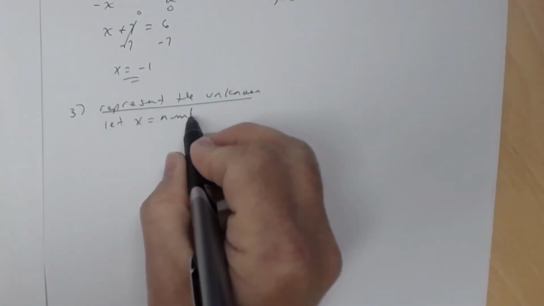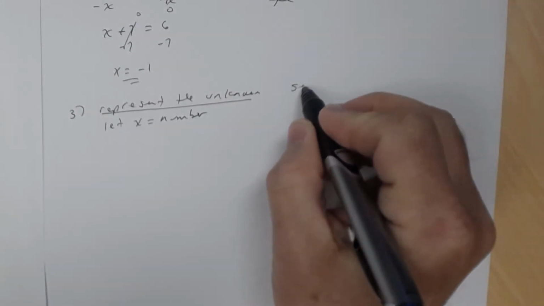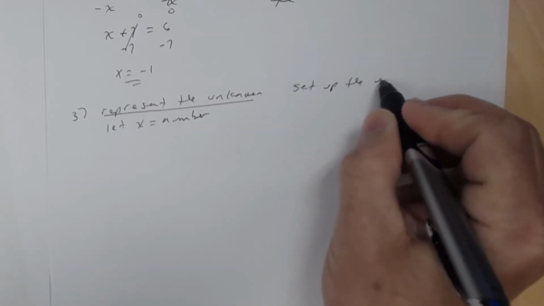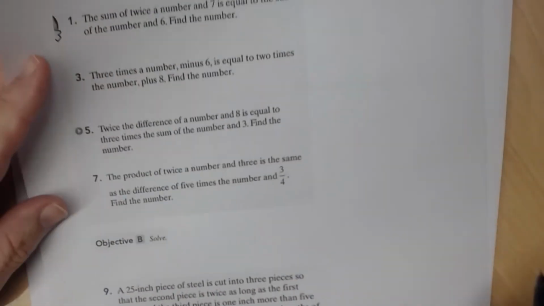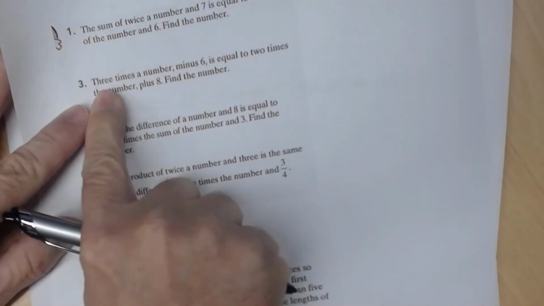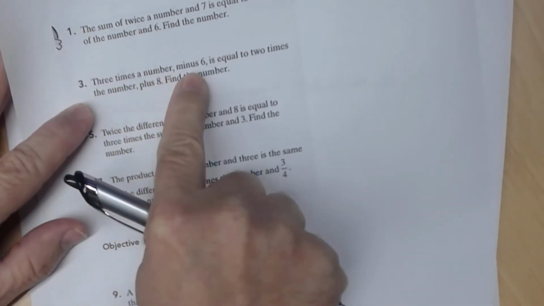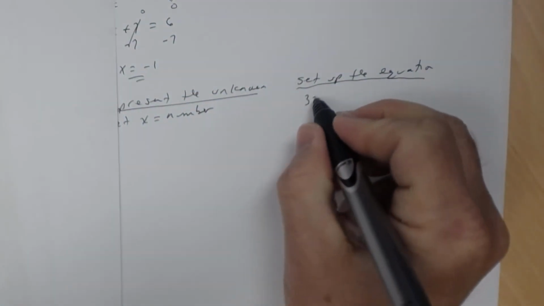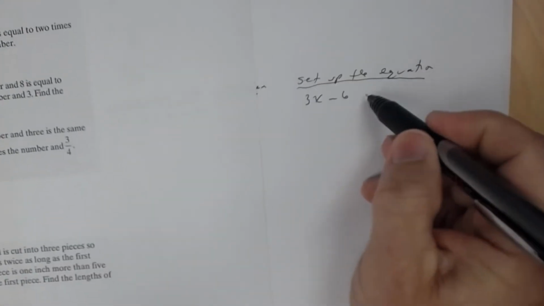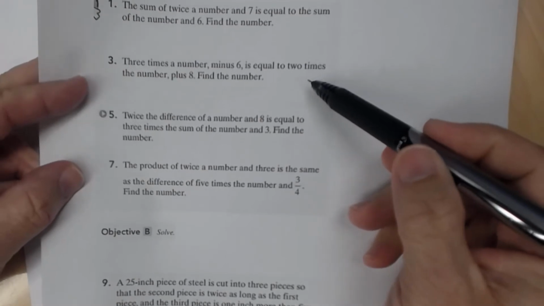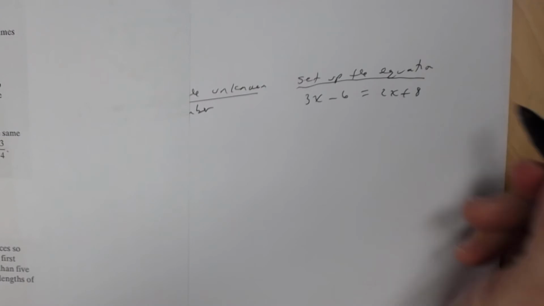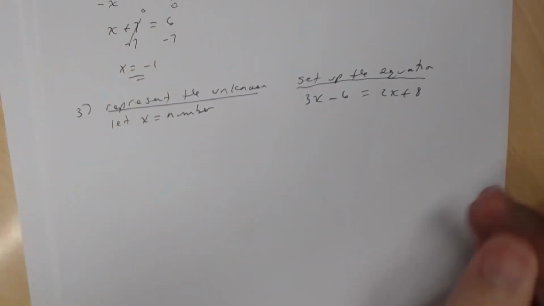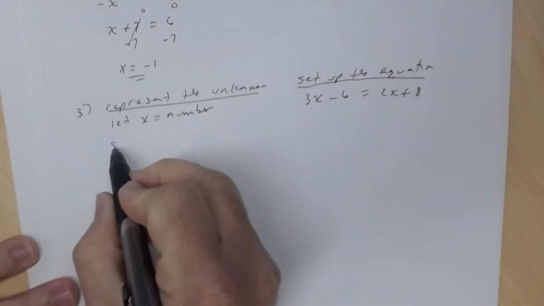Then you're going to set up the equation, in this case based on what you've read. The sentence says 3 times a number minus 6, so that means 3x minus 6 is equal to 2 times the number plus 8, so 2x plus 8. There's your equation. Then the next thing you can do is solve the equation.